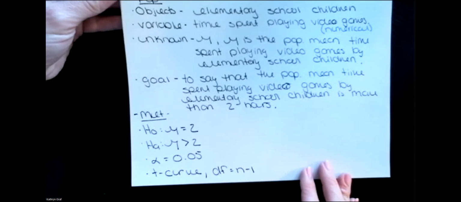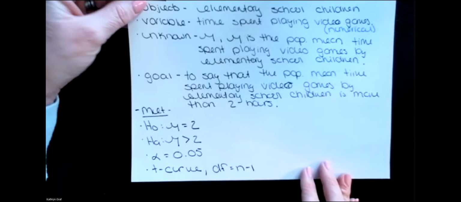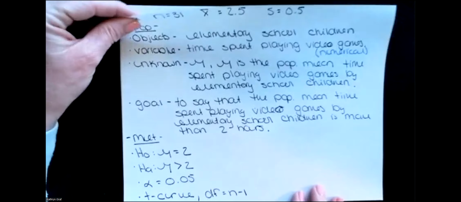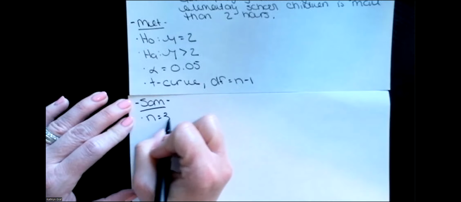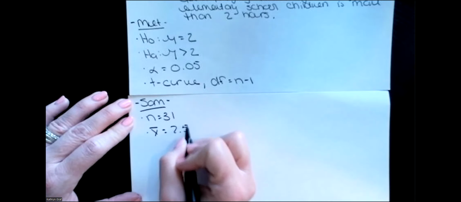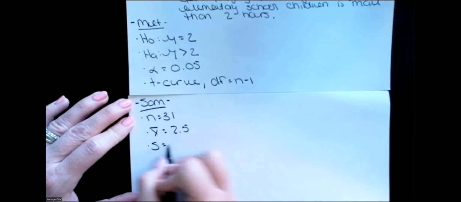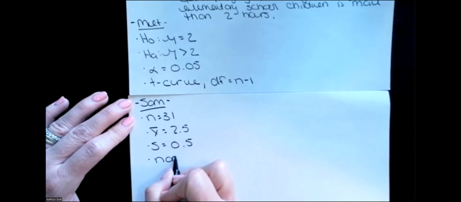All right. So now once I'm done with that part, I can move on to my sample, which is basically what I did up here on the very top when I identified n, x bar, and s. I'm just going to write those again. So my sample step is really done. So n was 31, x bar is 2.5, and s is 0.5, and then I'm going to check for normality.